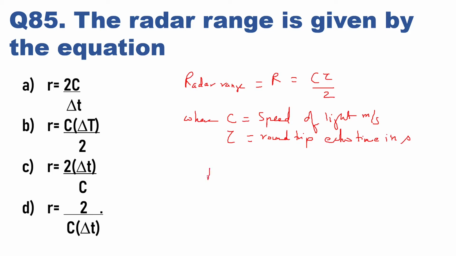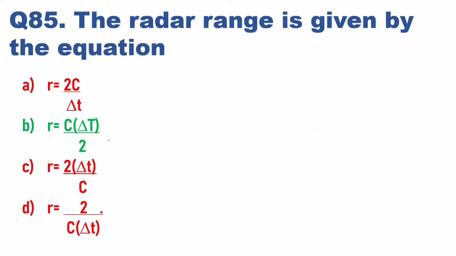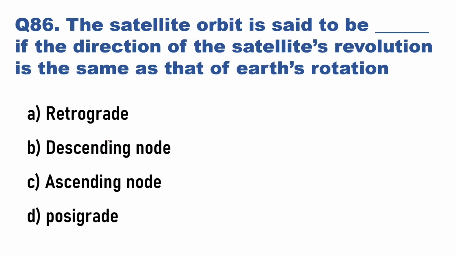So radar range R can be given as C tau upon 2, or it can also be written as C delta t upon 2. So here in these options, you can see option B is the right answer. It is C multiplied by delta t upon 2, where C is the speed of light and delta t you can take as round trip echo time. So the option B will be the right answer here. So R is equal to C into delta t upon 2. Then we'll go to the next question.